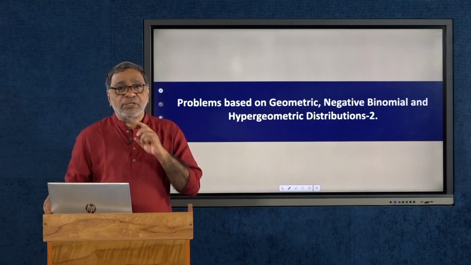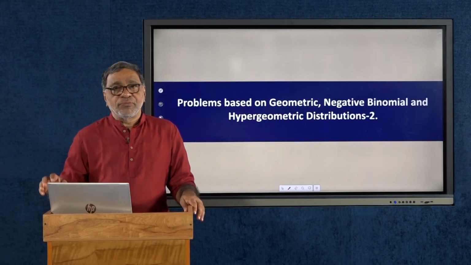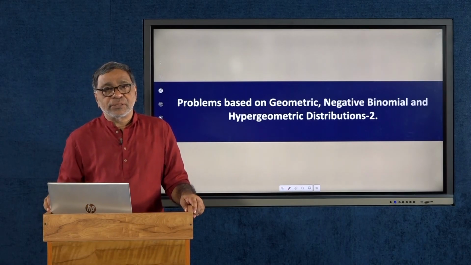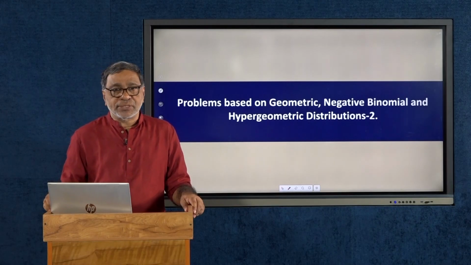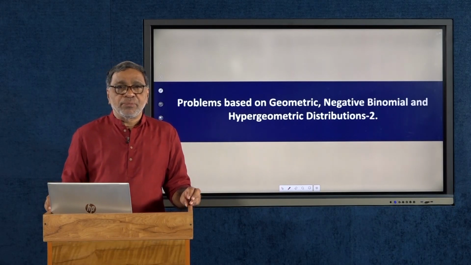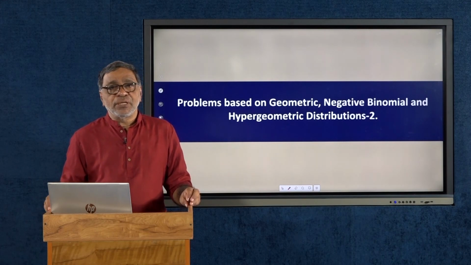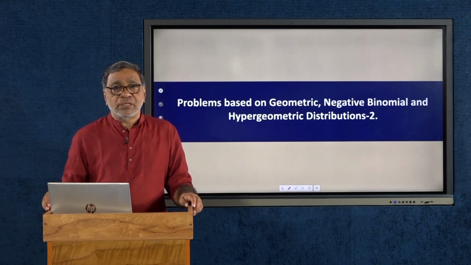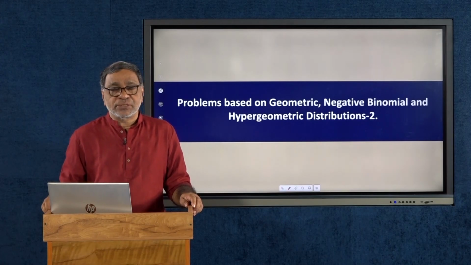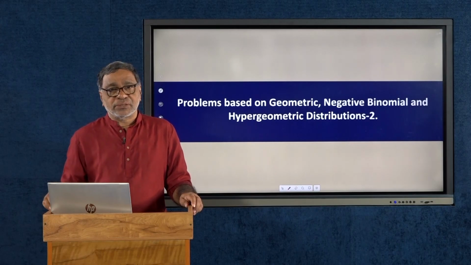Geometric distribution we have defined in two different ways. One, when x is a random variable defined as the number of failures preceding the first success, that is one way of defining geometric random variable, or we can define the random variable x as the number of trials required for getting a success. Earlier, first one, number of failures preceding the first success, and second one, number of trials required for a success.